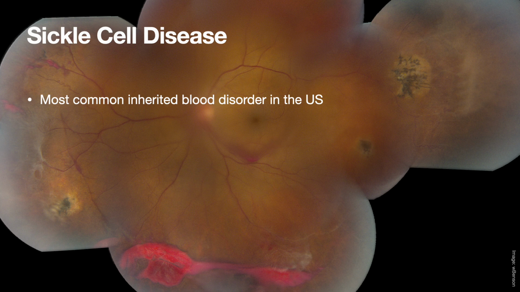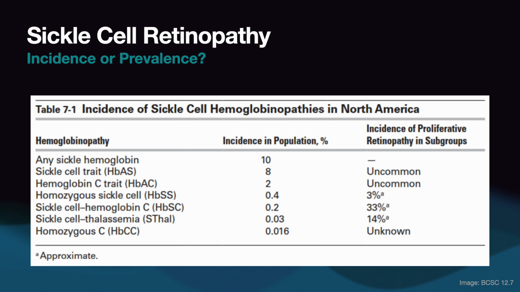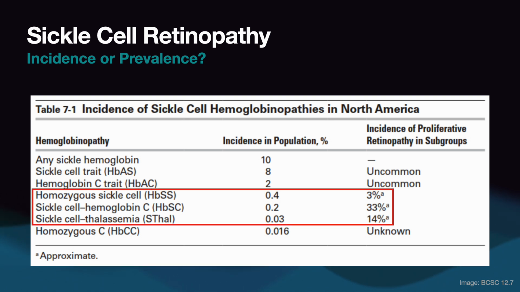So, all right, sickle cell disease. I don't have a lot of firsthand experience with this, so this is going to be more book knowledge. This is the most common inherited blood disorder in the U.S. Autosomal recessive disorder, affects 1 out of 400 black people born in the U.S. Importantly here, the most likely to cause proliferative retinopathy is going to be hemoglobin sickle cell C, or hemoglobin SC disease, more so than S-thal, which is second, and then more so than SS disease.